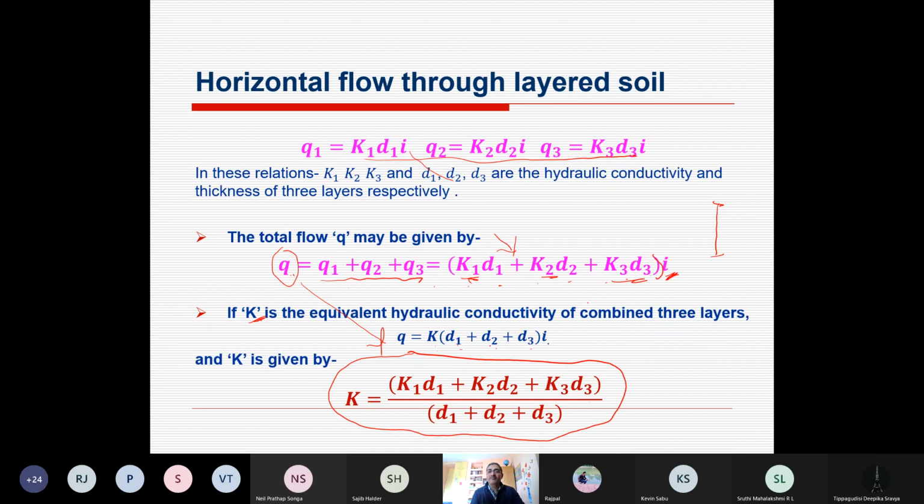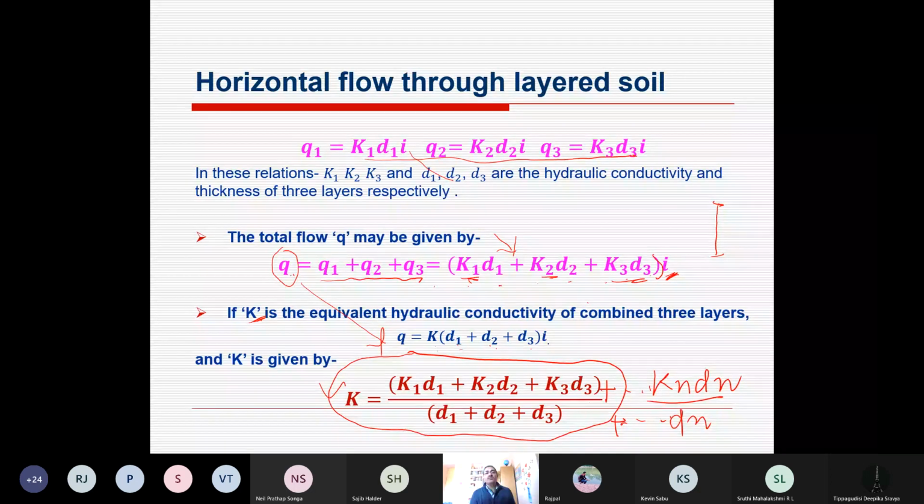So for horizontal flow through layered soil, the equivalent hydraulic conductivity K is simply K1 D1 plus K2 D2 plus K3 D3, or plus Kn Dn, divided by D1 plus D2 plus D3 plus Dn, for n number of layers. This is one practical example of Darcy's law to find the equivalent hydraulic conductivity of layered soils.